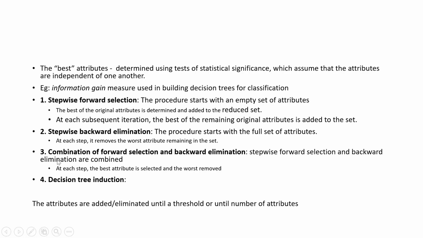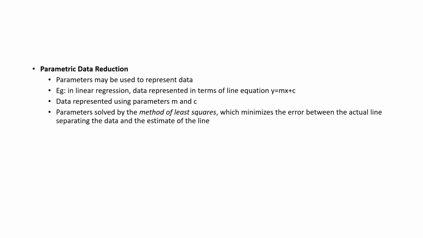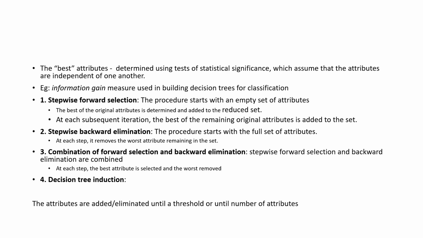Okay. Another method is a combination of forward selection and backward elimination. That is, at each step, the best attribute is selected and the worst attribute is removed, and so on. Decision tree induction we'll talk about when we come to classification, where it can be used for attribute selection. Okay, so this is one method of data reduction.